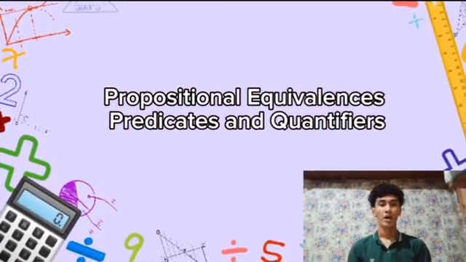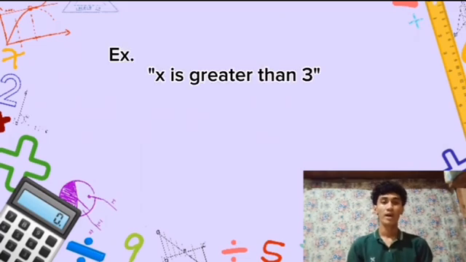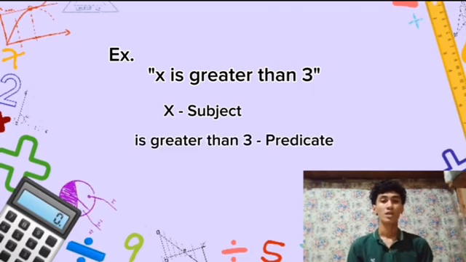Good day, everyone. Our topic is all about propositional equivalences, predicates, and quantifiers, including predicates. So, predicate. It is a sentence that contains a finite number of variables, and it becomes a proposition when specific values are substituted for the variables. So, for example, x is greater than 3. Our subject is x and our predicate is greater than 3. We can denote this statement x is greater than 3 by propositional function, or P of x.